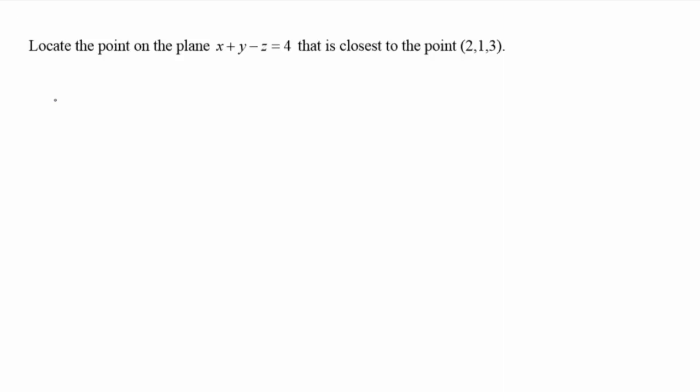Locate the point on the plane x plus y minus z equals 4 that is closest to the point (2, 1, 3). So if you can plug in 2, 1, 3 in here and you get 4, then you're done because it's on the plane, right? Just make sure you understand that. But it doesn't equal 4, does it?